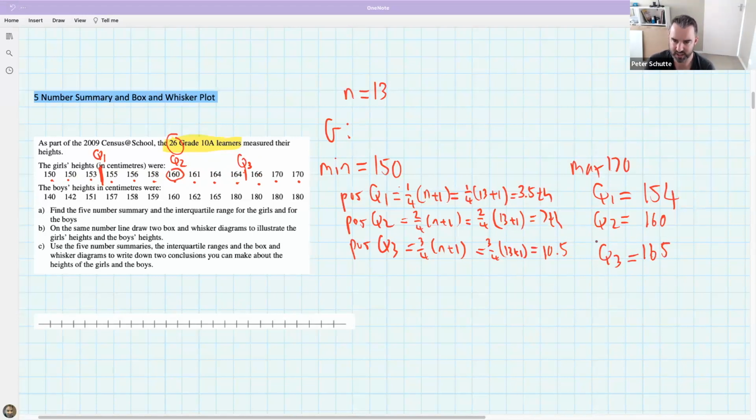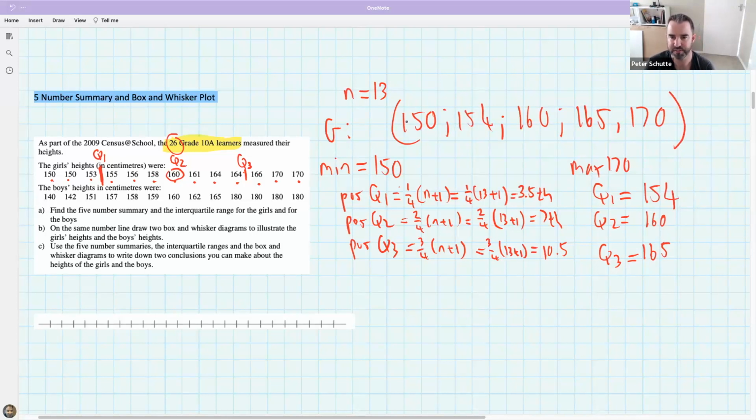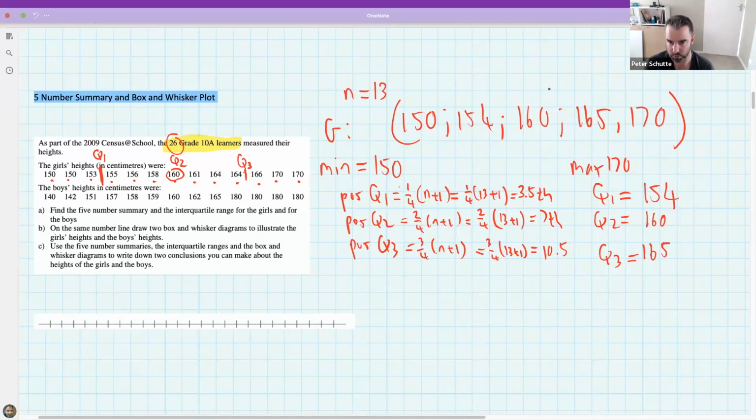So we would say the 5-number summary for girls is going to be 150, 154, 160, 165, and then the biggest value is 170. So that is called the 5-number summary for girls. So that is the example done.